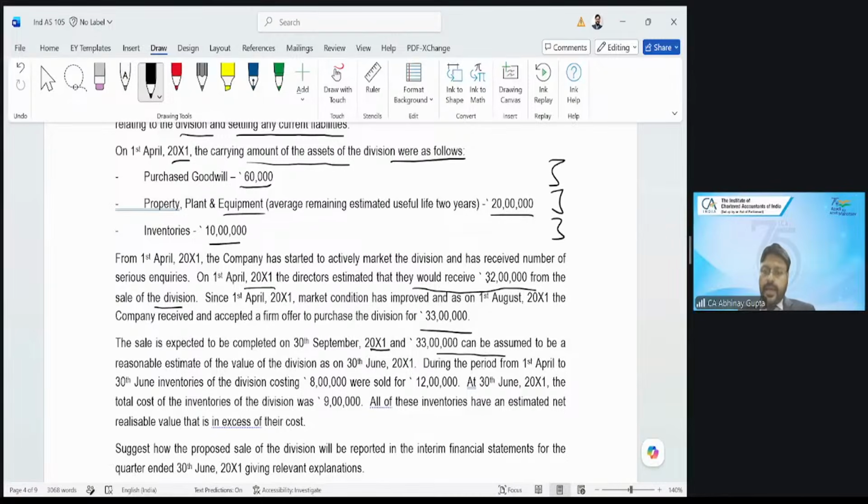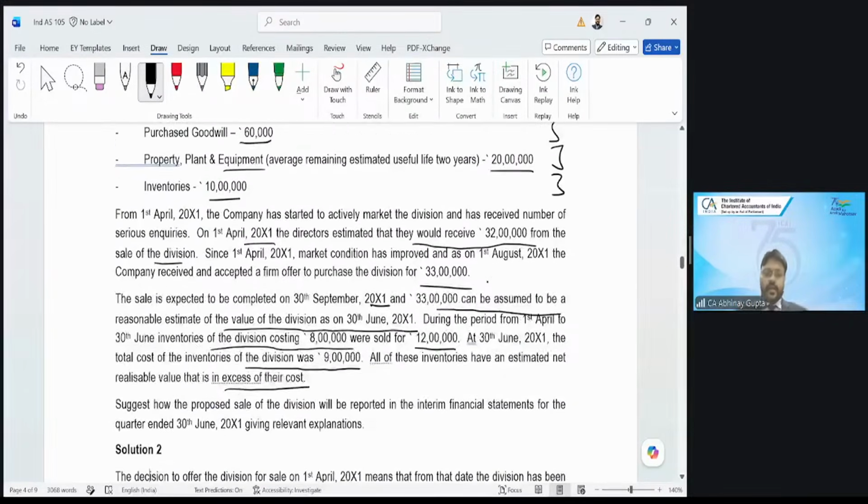And 33 lakh can be assumed to be a reasonable estimate of the value of the division as on 30th June 2001. During the period from 1st April to 30th June, inventories of the division costing rupees 8 lakh were sold for rupees 12 lakhs. At 30th June 2001, the total cost of the inventories of the division was 9 lakh. All of these inventories have an estimated net realizable value in excess of their cost. So NRV is greater than cost, right? So that the standard has clarified.